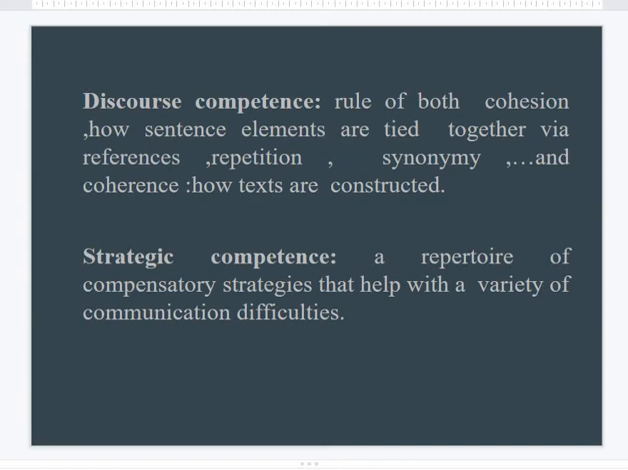Along with this, strategic competence is also very important. This is the fourth and last dimension of communicative competence. It means a repertoire of compensatory strategies that help with a variety of communication difficulties. The person must have the ability to overcome, in different contexts and situations, the barriers and hurdles which arise during communication.